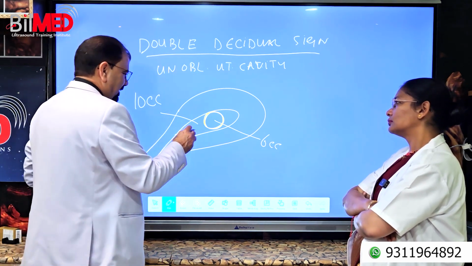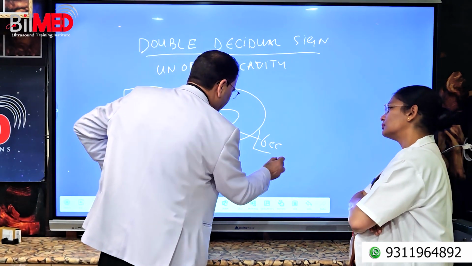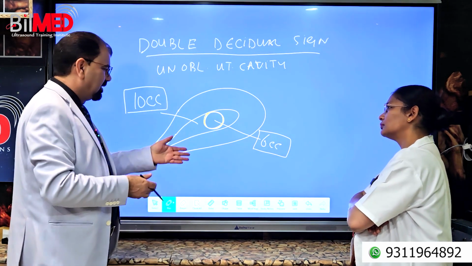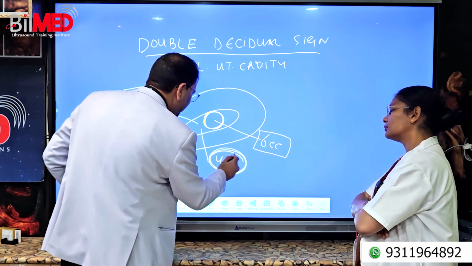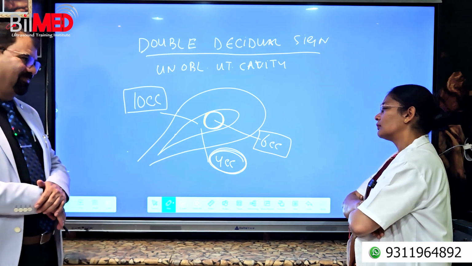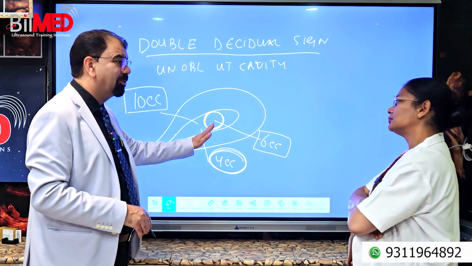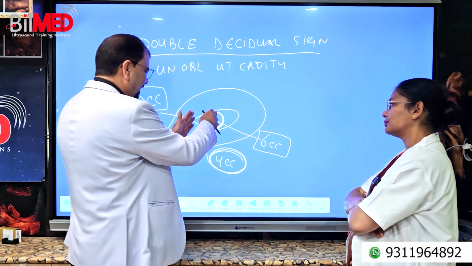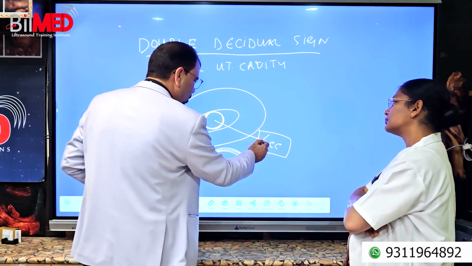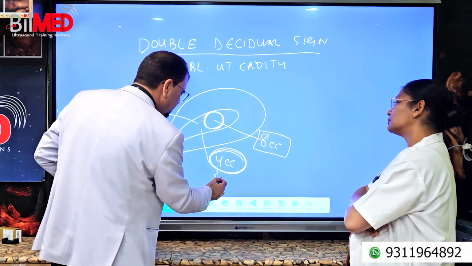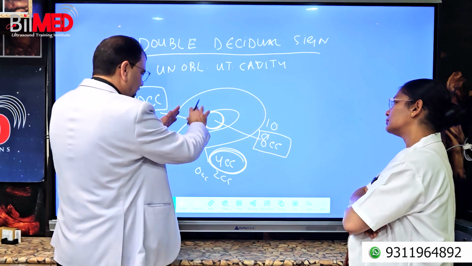Now, it means I was having 10, of which 6 got occupied. I am having here the 4 cc. Is this 4 cc an unobliterated uterine cavity, yes or no? Yes. Try to understand. So here I am having 4 cc as an unobliterated uterine cavity. As the gestational sac grows, it will take more of the space. It will then grow up to maybe 8, then I will be having 2 cc. And it grows more, and I will be having 0 cc. I mean, everything is obliterated.